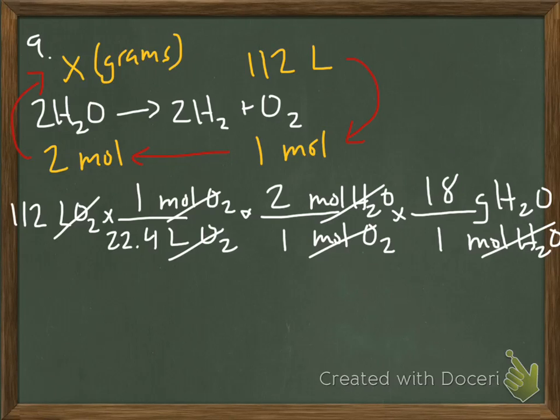So when you type this into your calculator, what you're going to type in is 112 divided by 22.4 times 2 times 18. And that will give you your answer in grams of H2O. Okay, I hope that this was helpful.